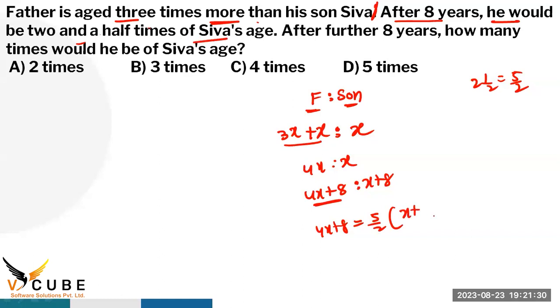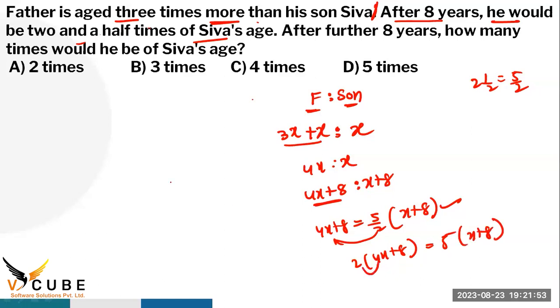Shiva's age is how much? X plus 8. Is the formation clear, yes or no? Yes, sir. Okay, right. Then we write the equation: 2 into 4x plus 8 is equal to 5 into x plus 8.